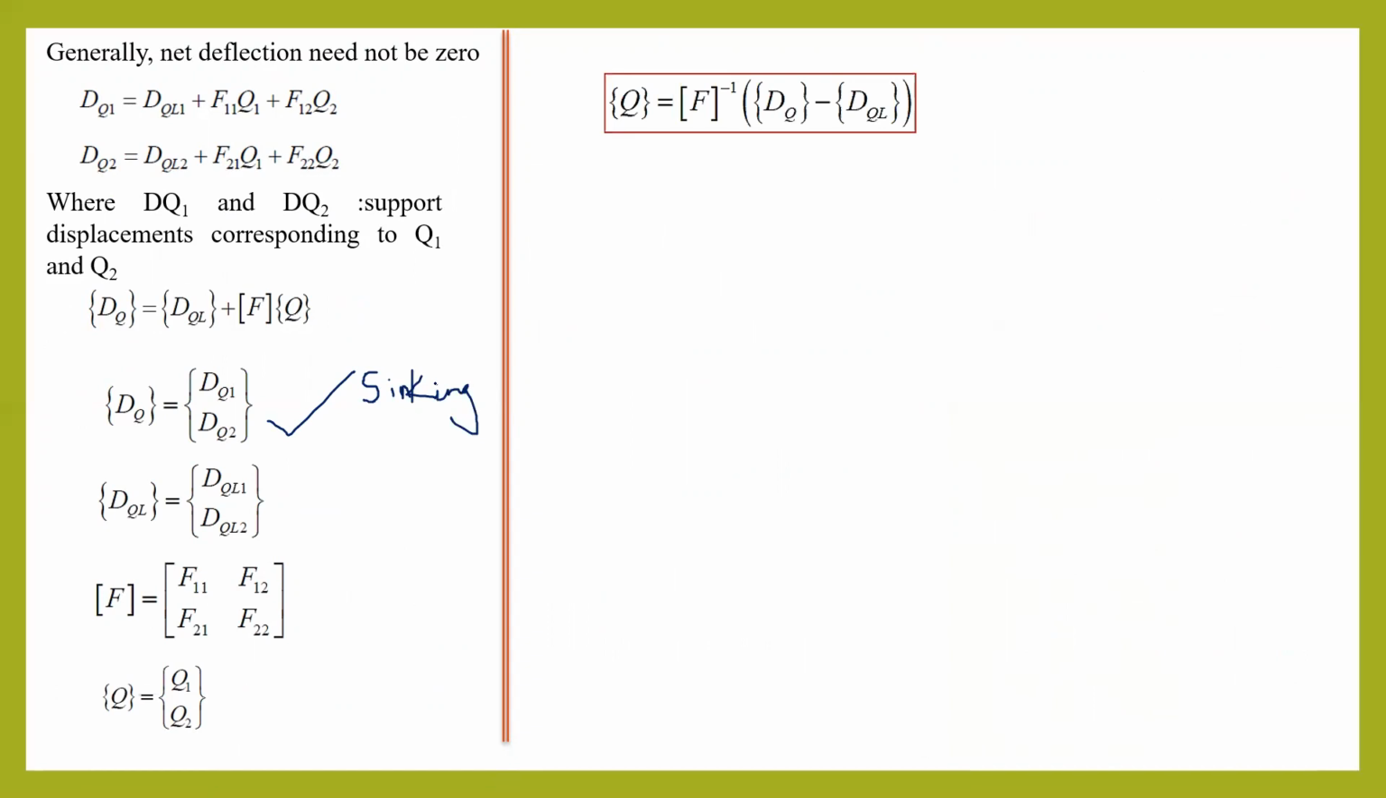Now there is one more phenomenon here. If you have the sinking of support or support settlement, then you need to accordingly choose your expression. So dq is because of sinking of supports. When there is a sinking or settlement of support, the corresponding deformation should be represented in dq, and dql is just the deformation due to externally applied load. F is the flexibility matrix, and q is again the force that is required for us, that is action or P.